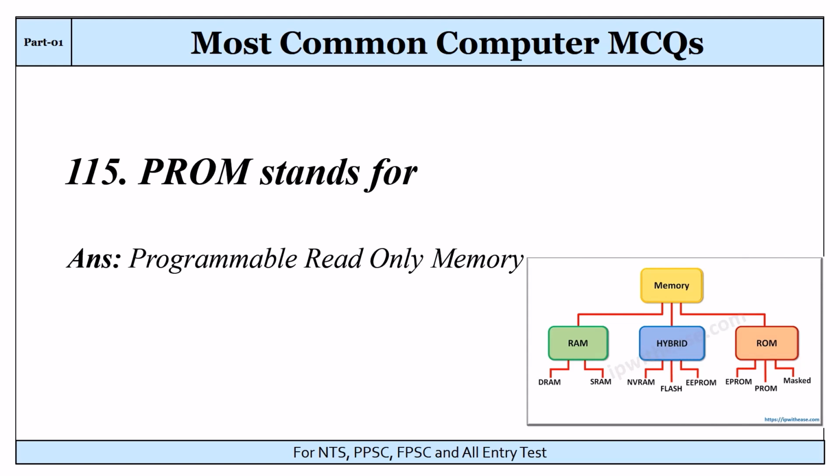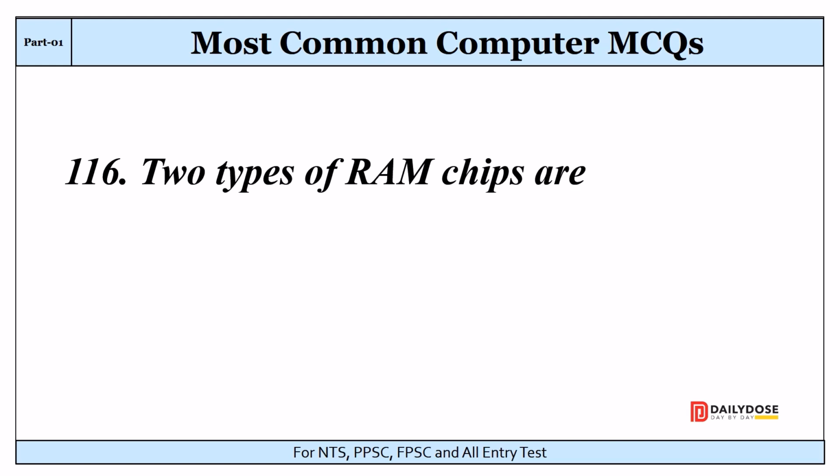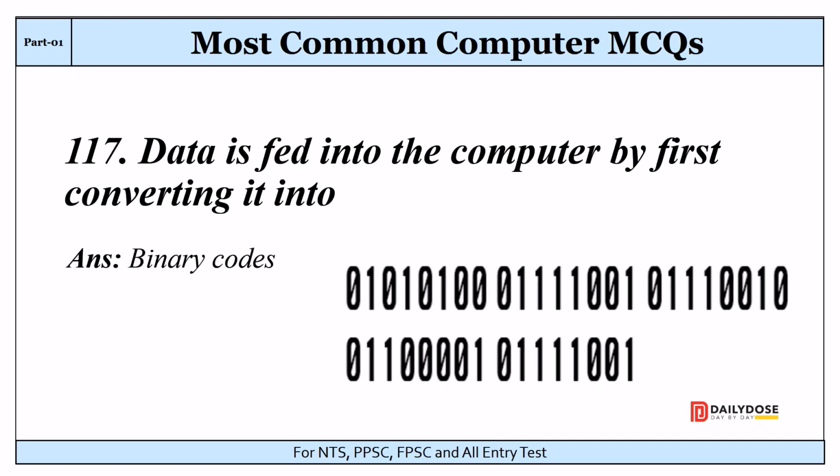And these are memory types which are categorized by RAM, hybrid or ROM. And these are the subcategories of memory: DRAM, SRAM, NVRAM, flash, EPROM, PROM or masked. Two types of RAM chips are dynamic and static. Data is fed into the computer by first converting it into binary codes, which are in the form of 0s and 1s.